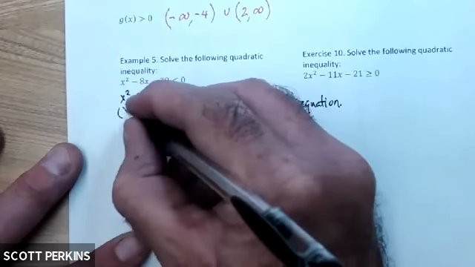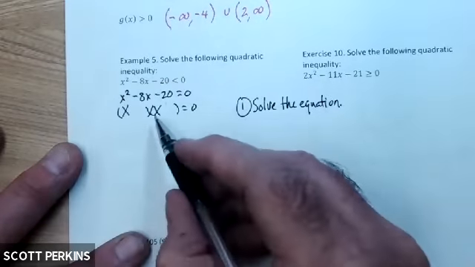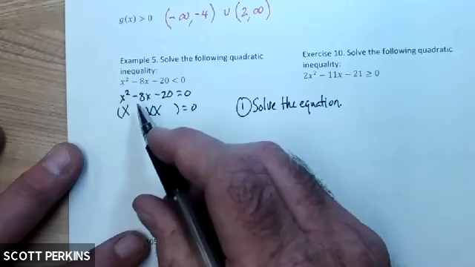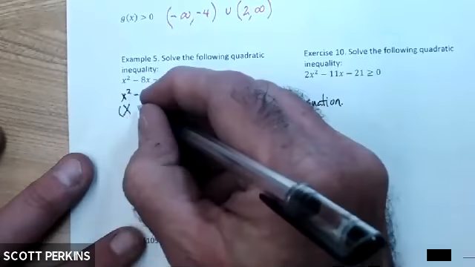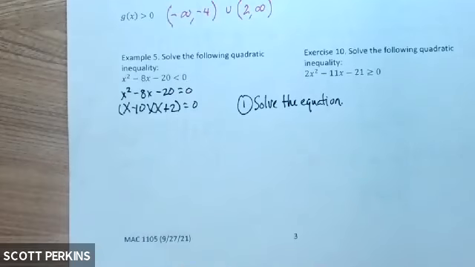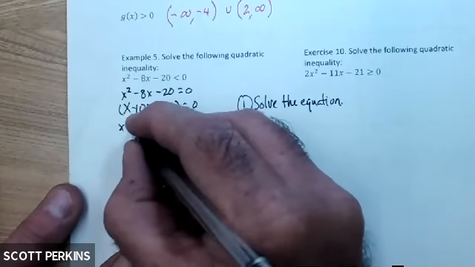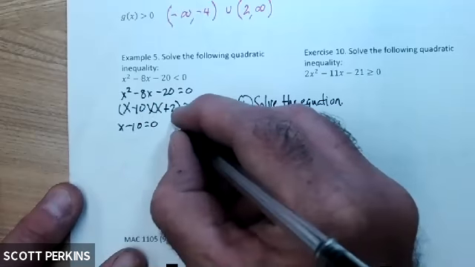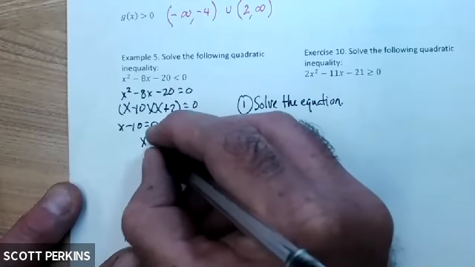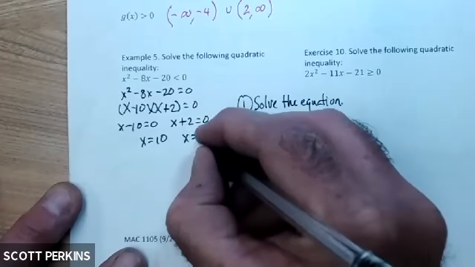x squared, my firsts are x and x. And the two factors of -20 that add up to -8. In fact, I think we did this one on the front page, -10 and +2. So when I set both of those equal to 0, x minus 10 equals 0, x plus 2 equals 0, my two solutions are 10 and -2.